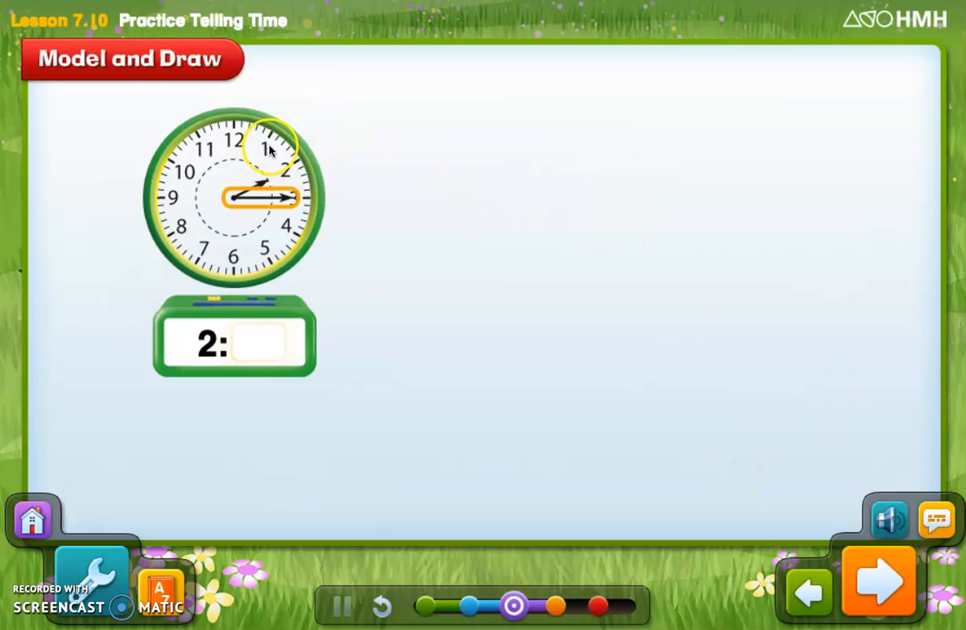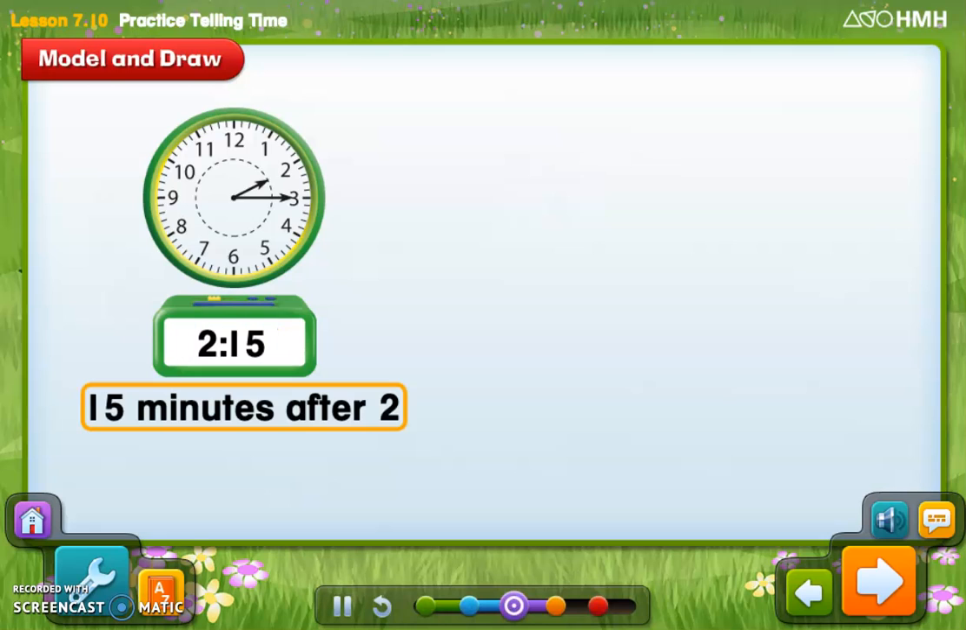So let's do that right now. So let's count by 5s and get all the way to the 3. We did this before in our last lesson. So remember, each number on the clock here is worth 5 minutes. So we're going to count by 5s. So 5, 10, 15. So right now this clock is showing 2:15. So this clock shows 2:15, or 15 minutes after 2. Another way to say this is 2:15.